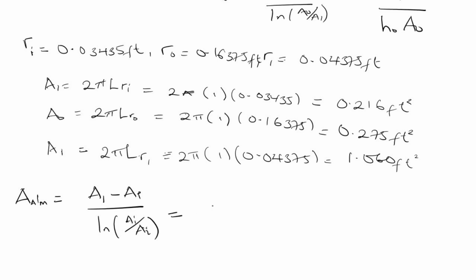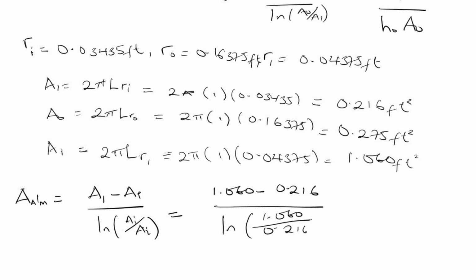I have all my areas. What's A1? 1.060 minus what's AI? 0.216 divided by ln of 1.060 divided by 0.216. If you calculate it correctly, you see that this is going to give you 0.244.